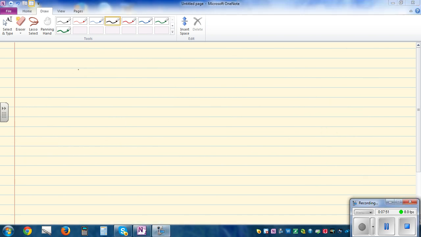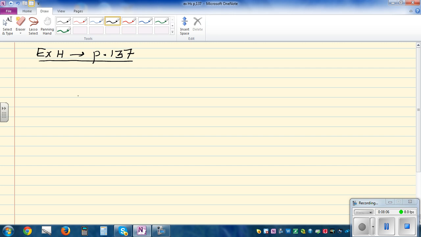Now let's do some examples from exercise H. This is from exercise H on page 137. Again, I'll make up my own questions, and then you have to do the questions yourself. So the next, let's say 5x plus, say 4x is equal to, say, 36.